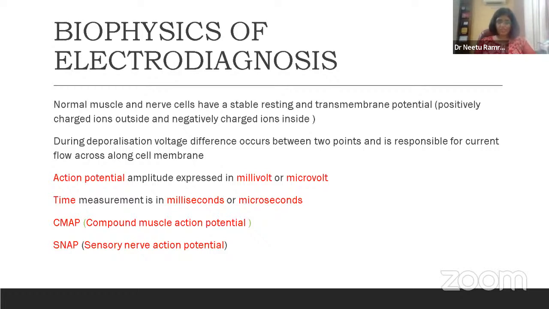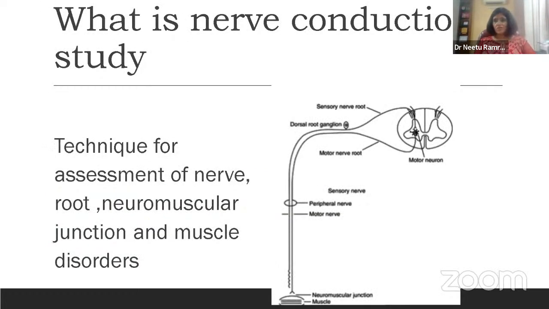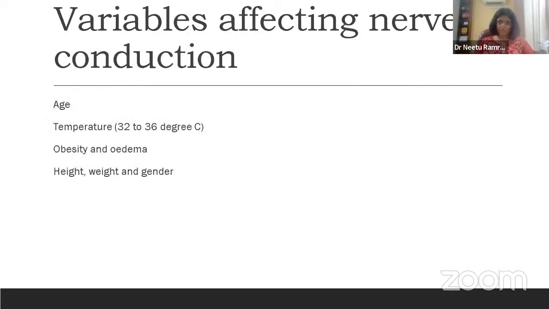There will be terms I'll be using during my talk, so I thought I'll just go over the terminology once. We'll be talking of action potential, time, which is the latency, the compound muscle action potential, and the sensory nerve action potential. These are the terminologies which we will see frequently during my talk. So basically, what is a nerve conduction study? I would say a nerve conduction study is a technique for assessment of nerve, root, neuromuscular junction, and muscles.